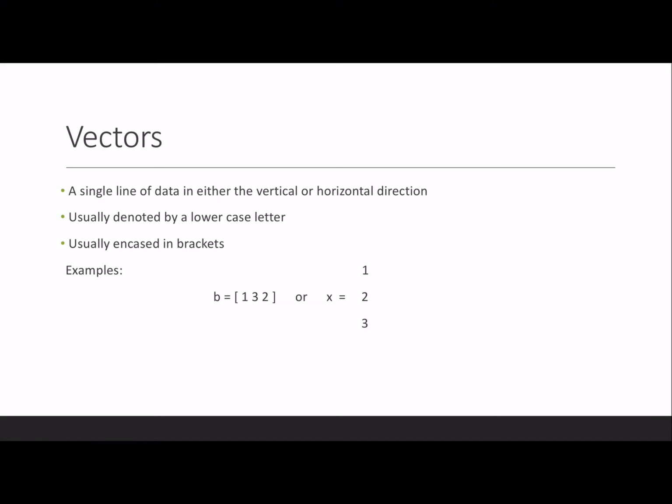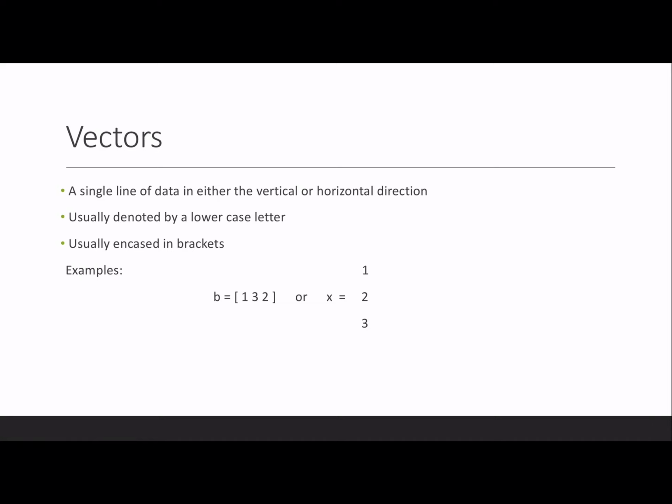Matrix notation is used in linear algebra and when solving systems of equations. It's used as kind of a shorthand method of describing different sets of data. The first type of matrix notation you might encounter is a vector, which can mean a single line of data, either in the vertical or horizontal direction. Vectors are usually represented by lowercase letters and encased in brackets.